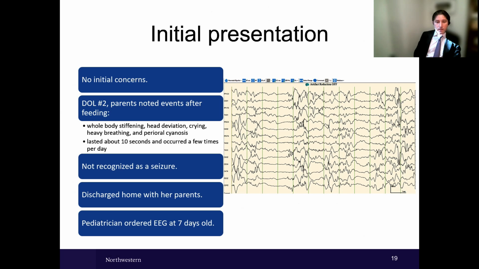Very brief and occurred a few times per day. I think it was brought to the attention of a nursery nurse, but it wasn't witnessed, and they thought maybe it had something to do with feeding. They went home, and then the pediatrician heard about this, saw one, and ordered an EEG, which is shown here on the right. And now all of you can look at this EEG page, and you can tell me what it shows.